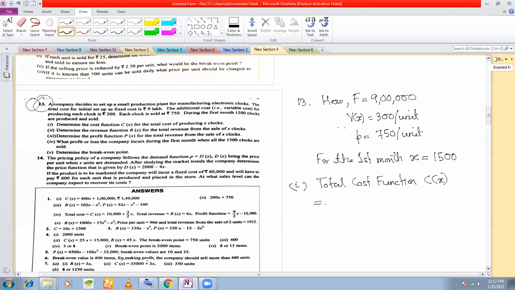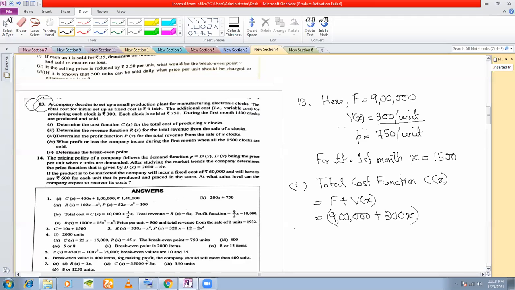Tell me fast. The total cost function: fixed cost plus variable cost. Fixed cost is how much? 9 lakh. Variable cost is 300 per unit. How many units produced? X units produced.